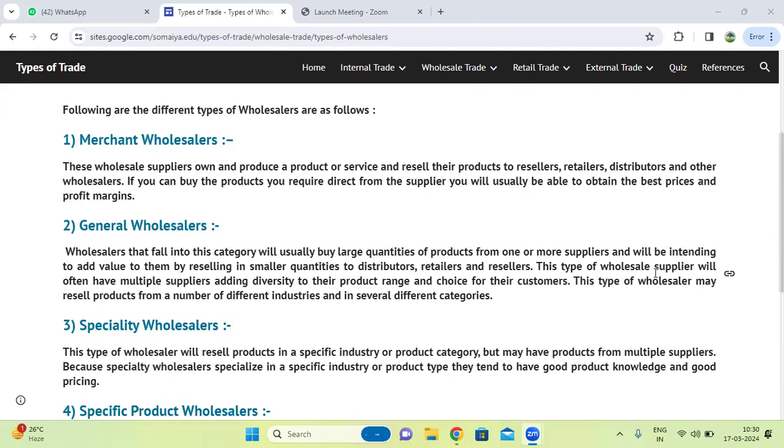This type of wholesaler or supplier will often have multiple suppliers, adding to their product range and the choice for their customers. They may also use additional promotional methods, which increases product distribution and selling. This type of wholesaler may resell products from a number of different industries and several different categories. So this is the general wholesaler.